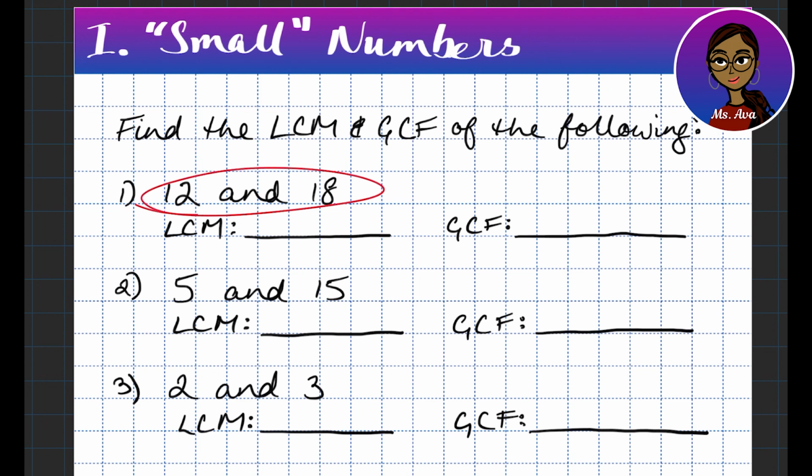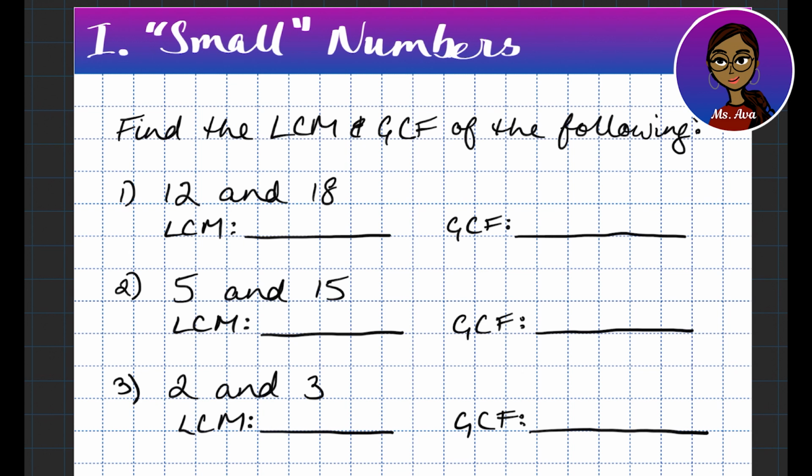Here's the first example, the 12 and the 18. When I say small numbers, I just mean numbers that, if you want to try and figure it out in your head, you probably can, or you can just do it by making the list like we were doing. Either of those methods work, but you don't have to do the more complicated methods that I'm going to be showing you after this.